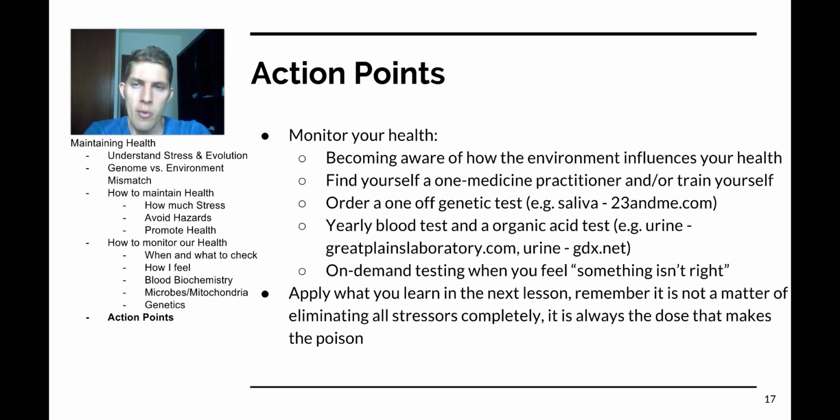Then I recommend ordering a one-off genetic test through 23andme.com. This is a saliva test. Then test your biochemistry once a year, ideally in the same period at the start of the year, I would recommend. And also order a urine test. I recommend ordering the urine test at Great Plains Laboratory.com, as they offer their services to international customers. So this is very convenient. Any functional medicine practitioner or any naturopathic doctor should be familiar with these tests.